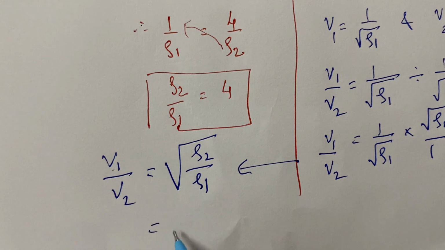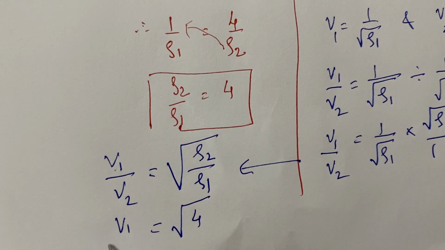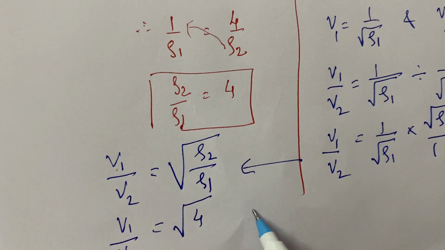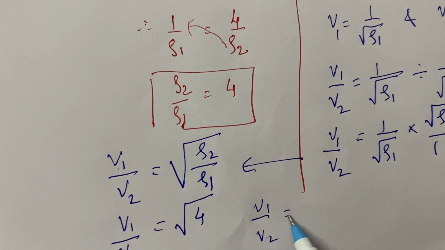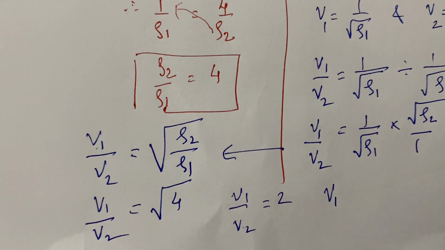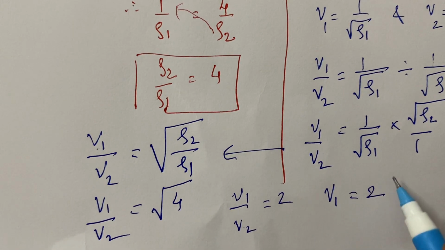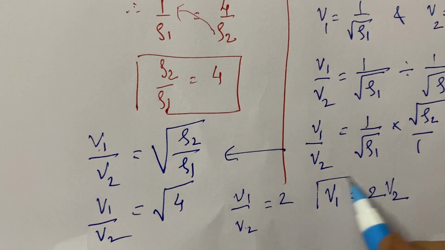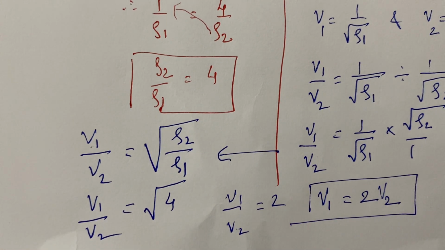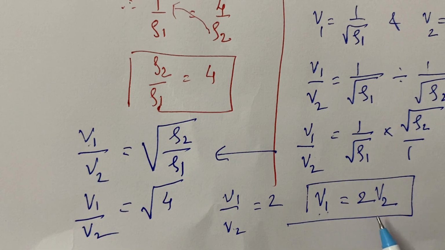Now what is rho 2 upon rho 1? It is 4. Square root of 4. So V1 upon V2 is equal to 2. And the velocity of sound in bottle A is 2 times the velocity of sound in bottle B. V1 is equal to twice V2. V1 is the velocity of sound in bottle A. So the velocity of sound in bottle A will be twice the velocity of sound in bottle B. So sound in bottle A will travel faster as compared to that in bottle B.